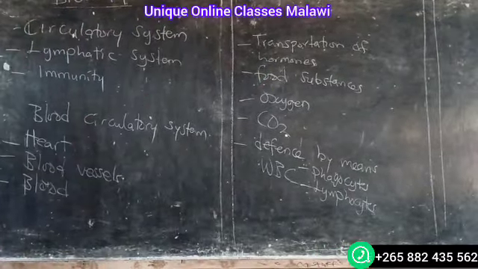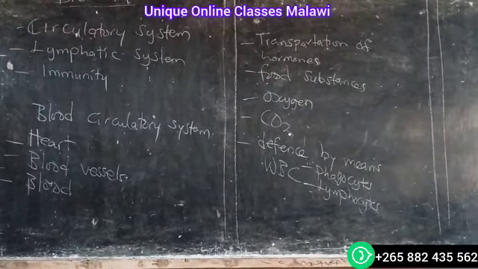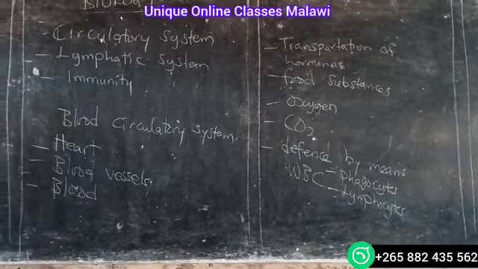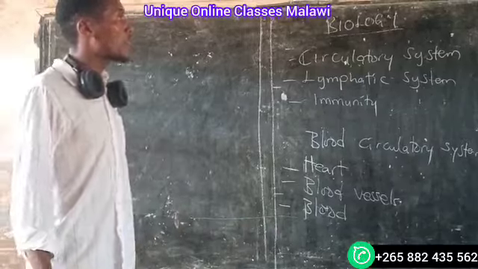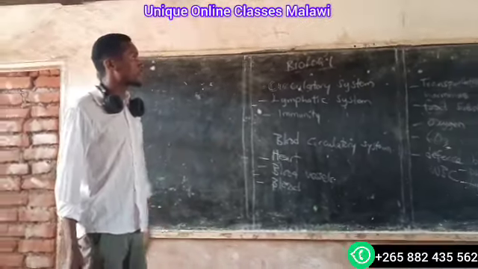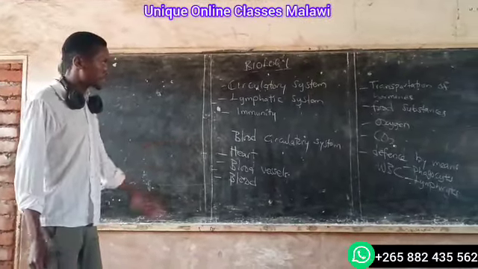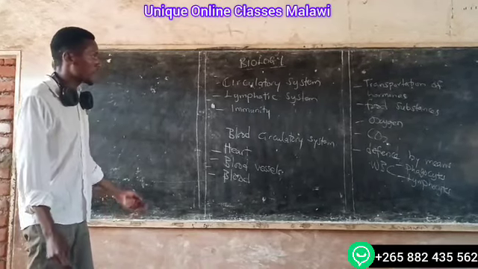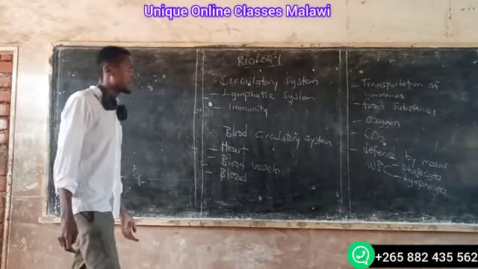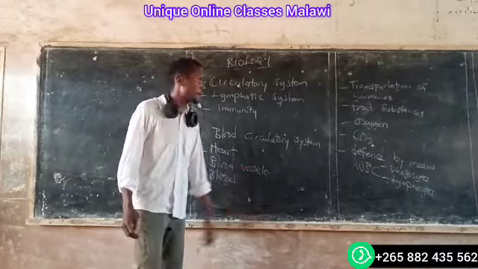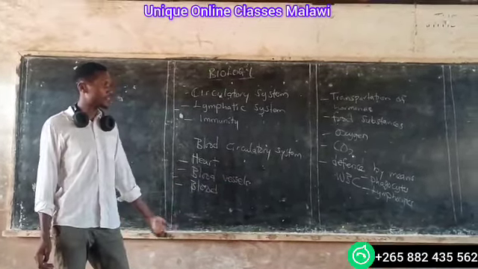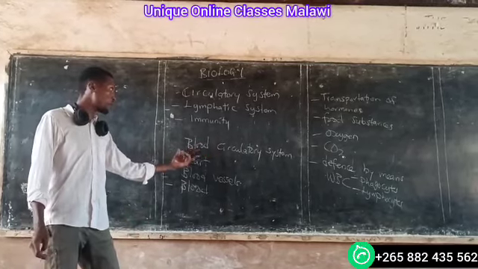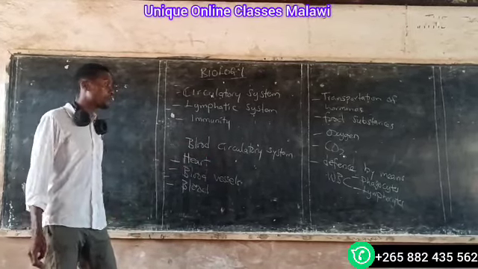So this is the function of the circulatory system. As the blood is being transported throughout the body, it is transporting oxygen, hormones, food substances, and carbon dioxide. It is involved in the defense mechanisms by means of the white blood cells, the phagocytes and the lymphocytes. The immunity.